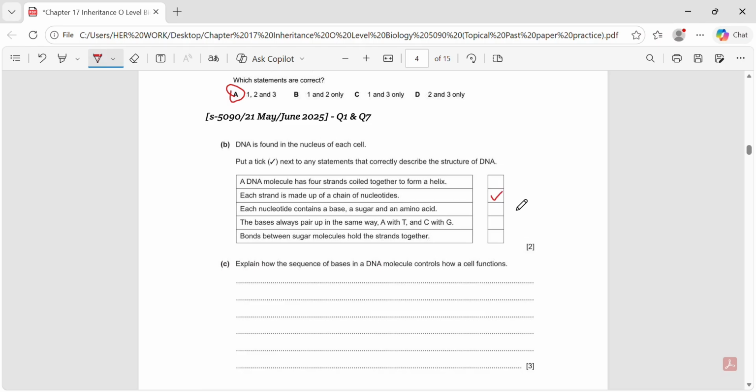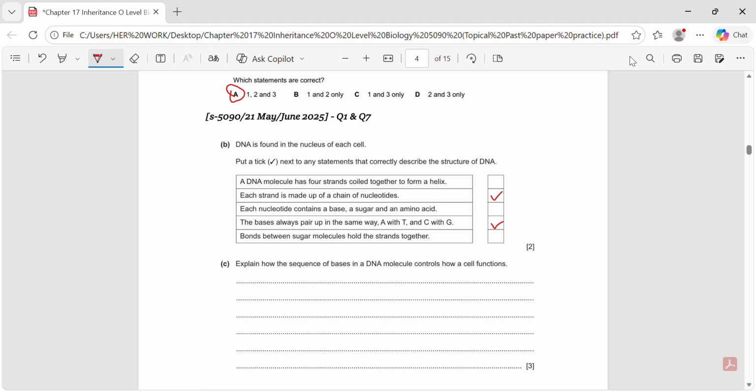The third statement is incorrect because each nucleotide contains a base, a sugar, and a phosphate group, not an amino acid. The fourth statement is correct because the bases always pair in a specific way, A with T and C with G. And the fifth statement is incorrect because the strands are held together by hydrogen bonds between the bases, not bonds between sugar molecules.